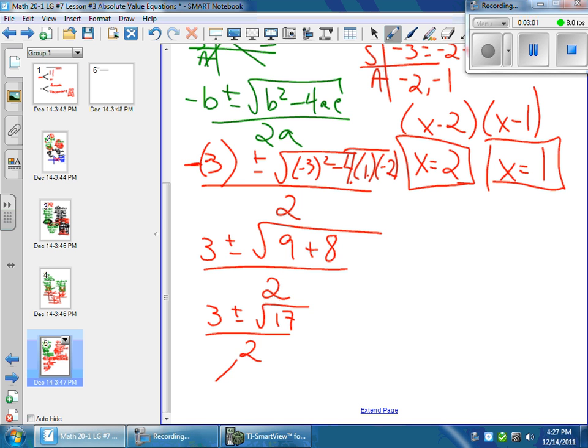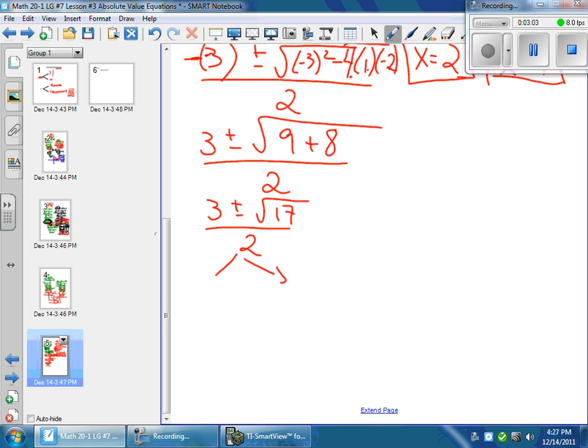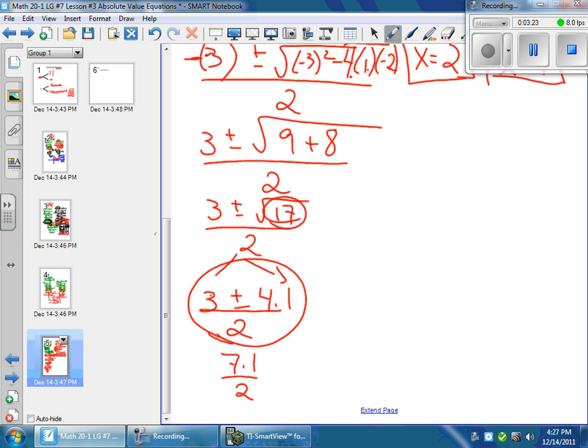And then using your calculator, you can figure these out. Square root of 17 is close to square root of 16, so let's go about 4.1. 3 plus or minus 4.1 over 2. Oh boy, that's going to be ugly, but you're going to get 2 of them. So 3 plus 4.1 is about 7.1 over 2. The other one is 3 minus 4.1, so it's minus 1.1 over 2, and you're going to get a positive value and a negative value, and there are your 4 values.